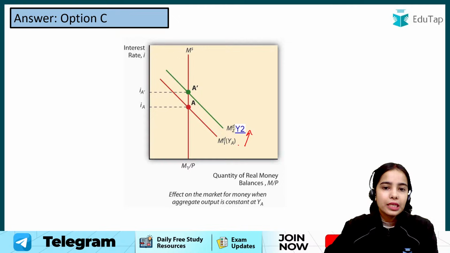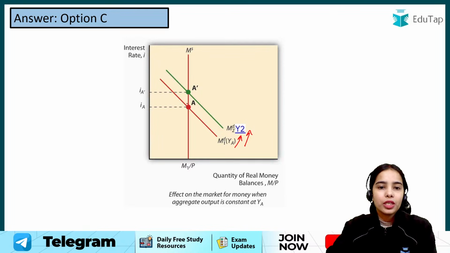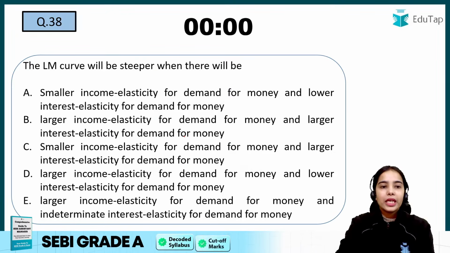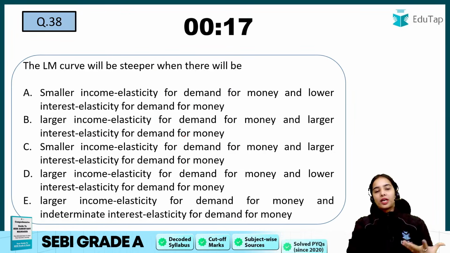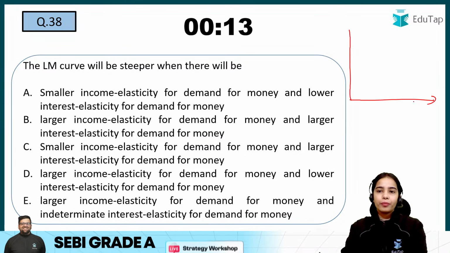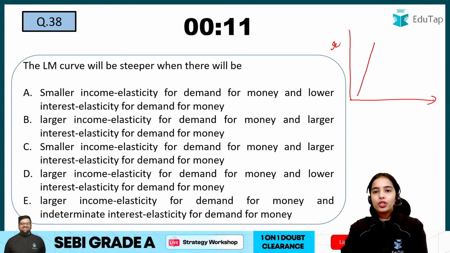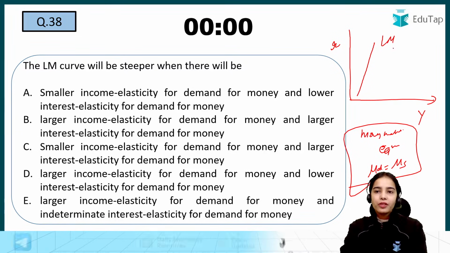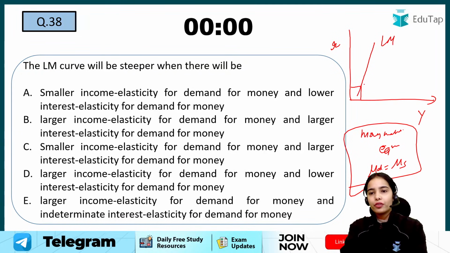If the demand for money is increasing with the increase in level of income, so the equilibrium rate of interest will also increase. LM curve will be steeper when there will be what? So what is the condition for a steep LM curve? The LM curve that shows the combination of rate of interest and level of income where the money market is at equilibrium. Where the demand for money is equal to supply for money. Okay. So LM curve shows the combination of rate of interest and level of income where the money market is at equilibrium.